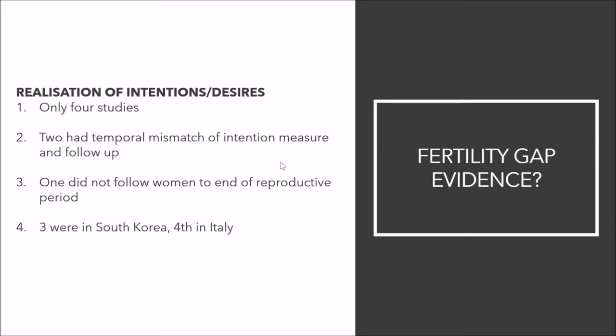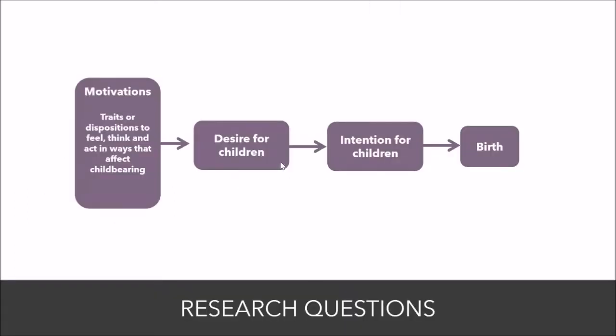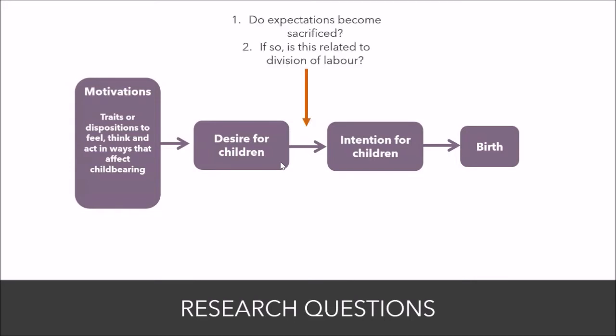So building off this apparent lack in the literature, my thesis wants to address a few questions. Coming back to this pathway, firstly, I want to explore whether at this first junction, I can see that expectations are becoming sacrificed over time as an explanation for this apparent fertility gap. And if so, is this related to division of labour? Thirdly, I want to look at the second time point and see whether division of labour also affects realisation of intention. So once people actively intend to have a child, does division of labour prevent them from doing so?